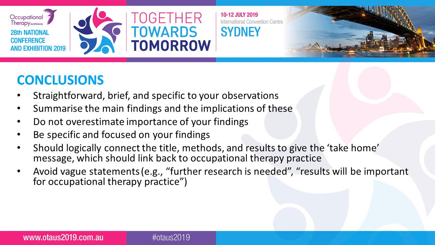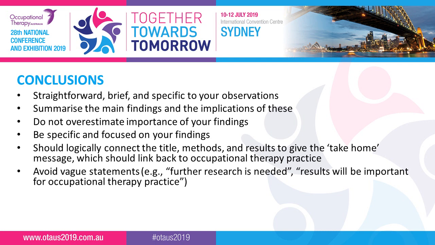And then finally, avoid really vague statements like "further research is needed" or "results will be important for occupational therapy practice." Avoid that for a couple of reasons. One is that it's using up very, very valuable words, and those are words you can't use elsewhere. And also they're kind of just vague. Most research will end up in a position where more research is needed. And hopefully results will always be important for occupational therapy practice.